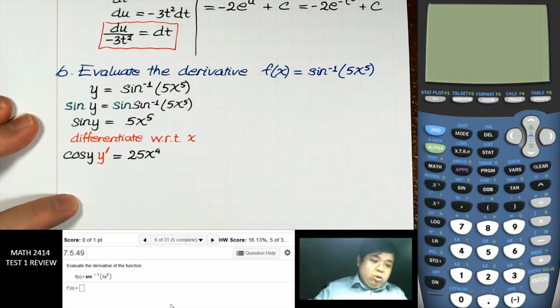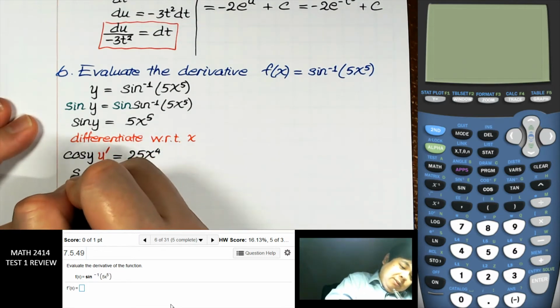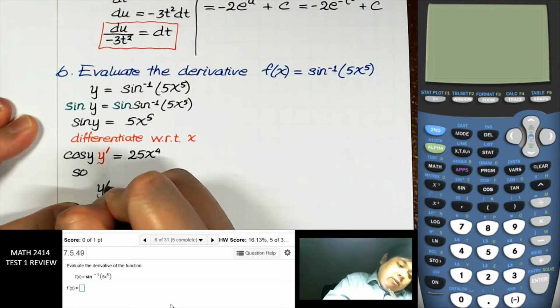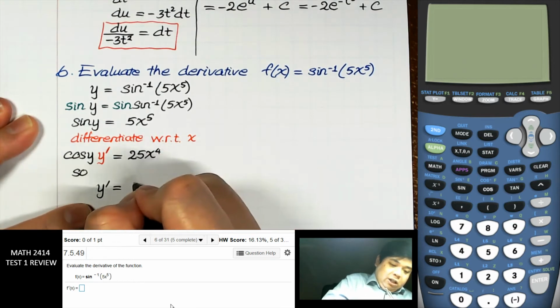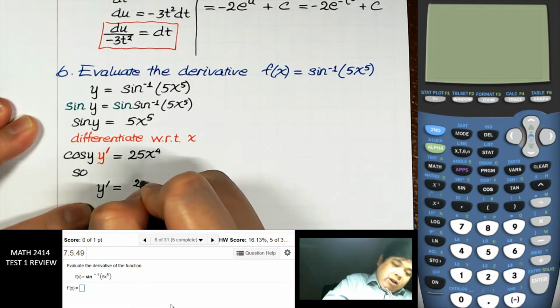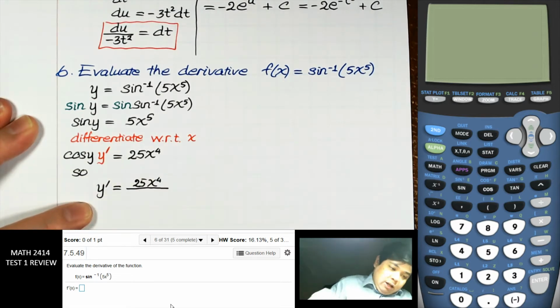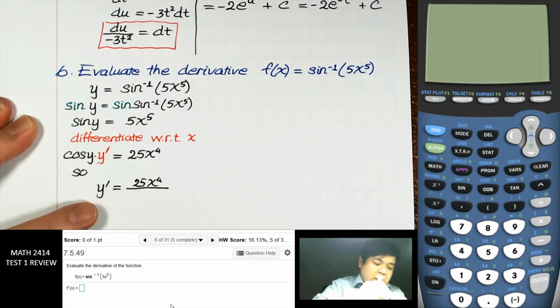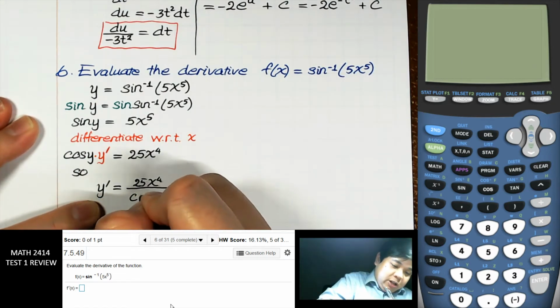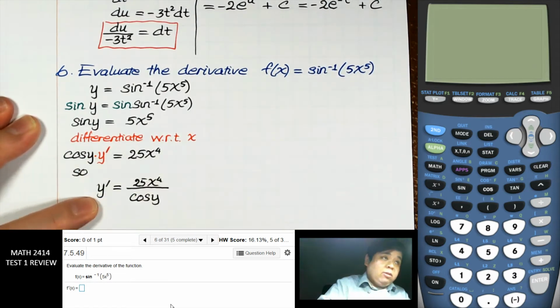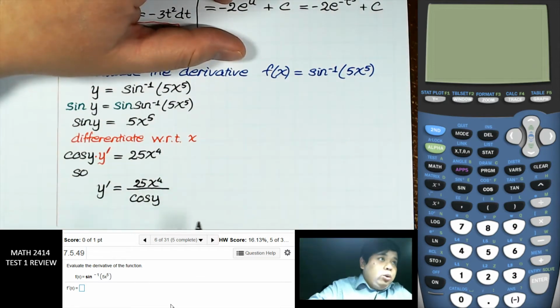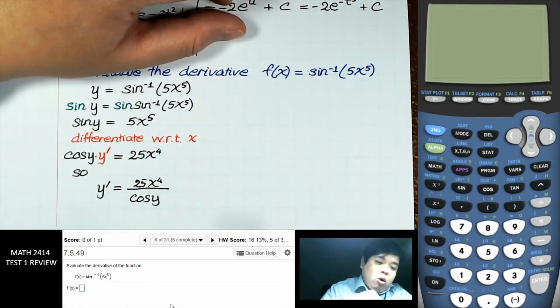And then we divide by cosine of y. So we have y prime is 25x to the fourth. This is multiplying, so we'll divide by cosine of y on both sides. All we need to do is find out what is cosine of y.